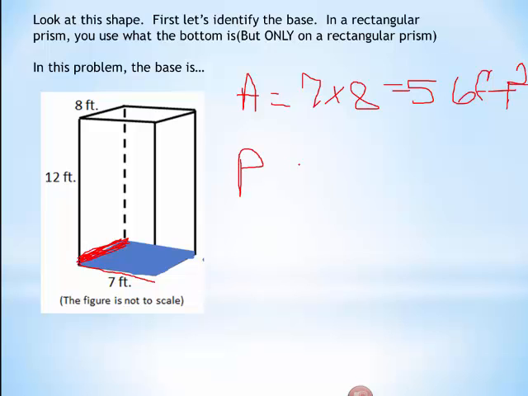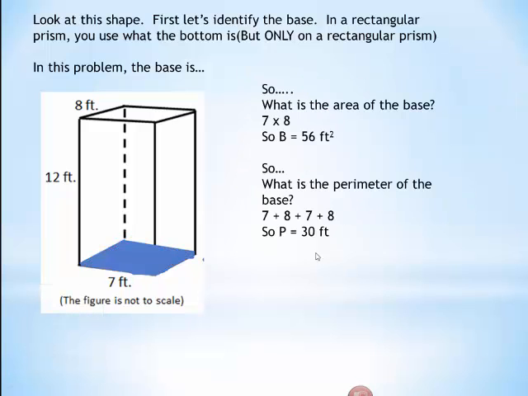And what would the perimeter be? Perimeter is what again? Adding up all the sides. So you'd have 7, 8, 7, 8. So then my perimeter would be 30 feet. Got to make sure you label those correctly. You can go ahead and pause and copy this down if you want to.